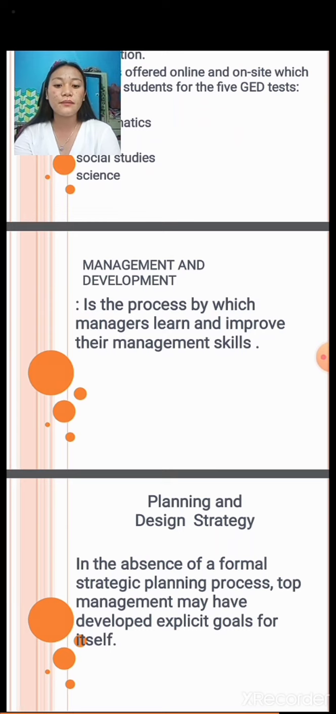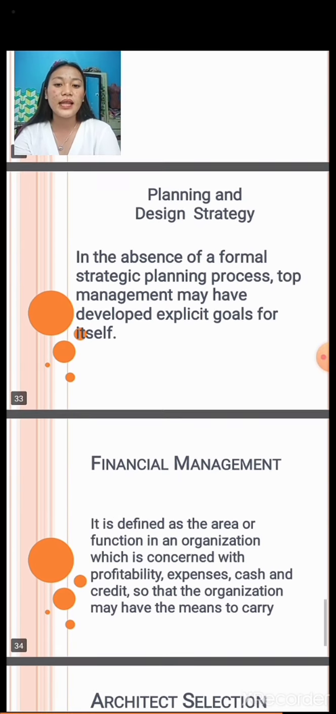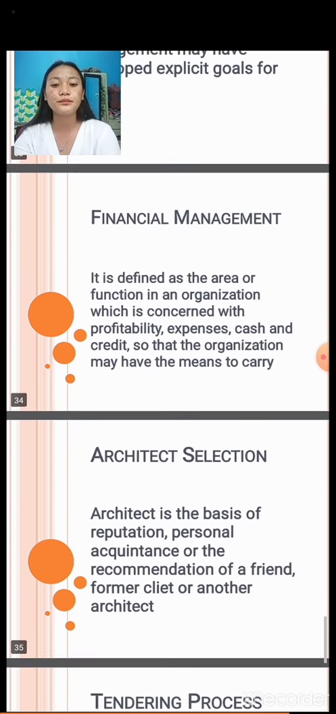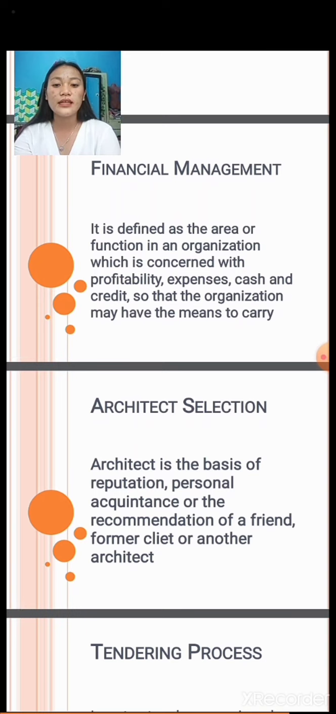Management and development is the process by which managers learn and improve their management skills. Planning and design strategies. In the absence of a formal strategic planning process, top management may have developed explicit goals for itself. Financial management is defined as the area or function in an organization which is concerned with profitability, expenses, cash, and credit so that the organization may have the means to carry on.